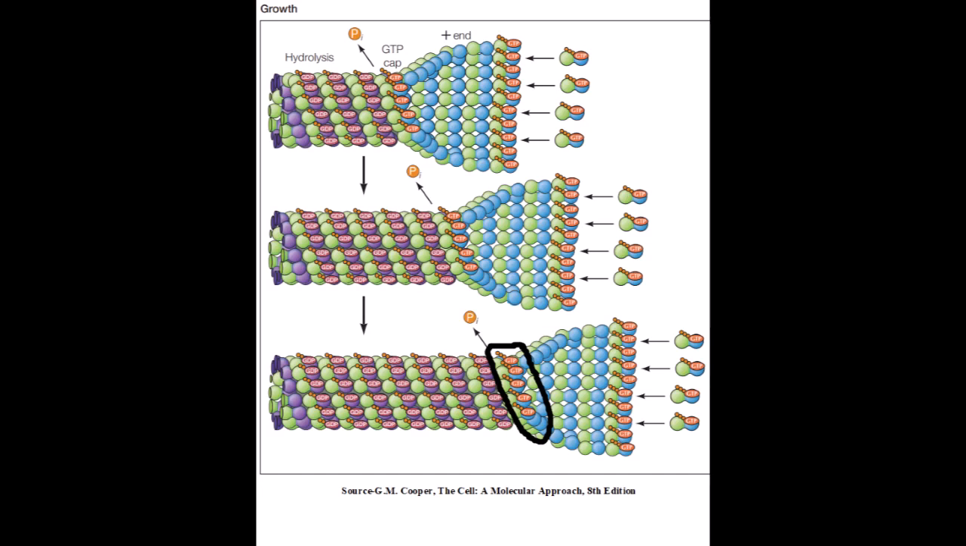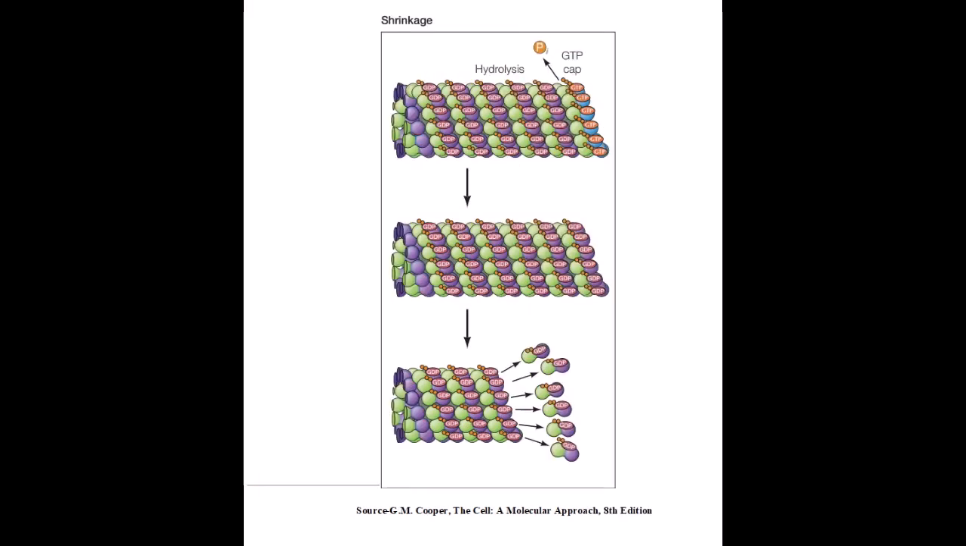So a GTP cap is retained at the growing end, and you can see that the GTP cap is highlighted with a black boundary in the third image. However, if GTP is hydrolyzed more rapidly than new subunits are added, it leads to disassembly and shrinkage, as you can see in this picture.